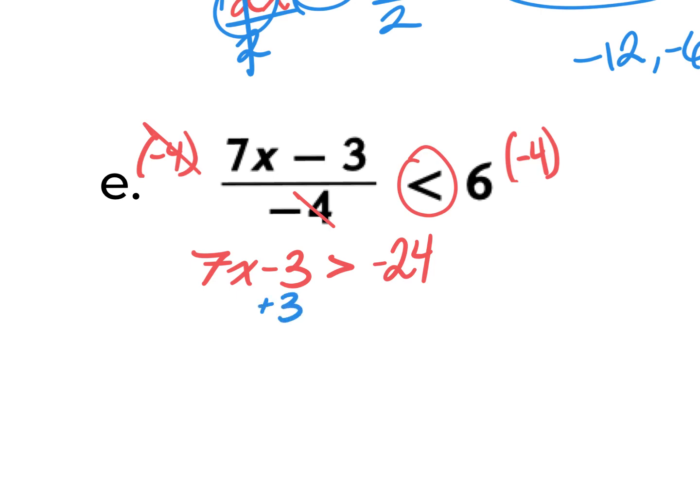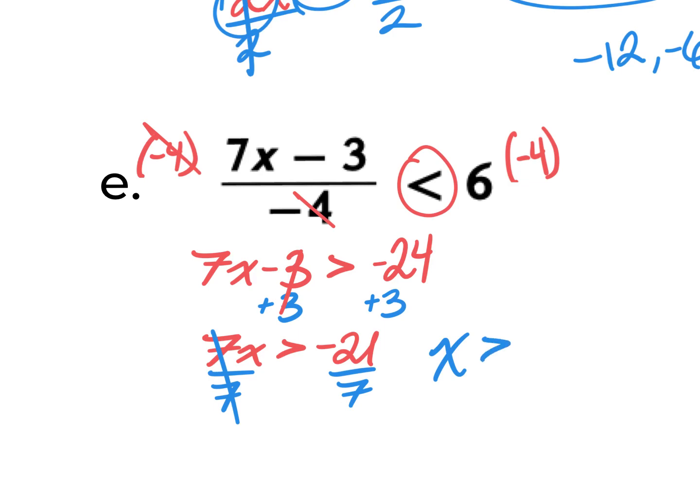So we're going to get rid of our constant by adding 3. We're going to add 3 to both sides. Those zero out, we get 7x is greater than negative 21. And the last step is to go ahead and divide by our coefficient, which is 7. And now since that coefficient's positive, we're not going to flip our sign. Okay, it's going to stay x is greater than negative 3.